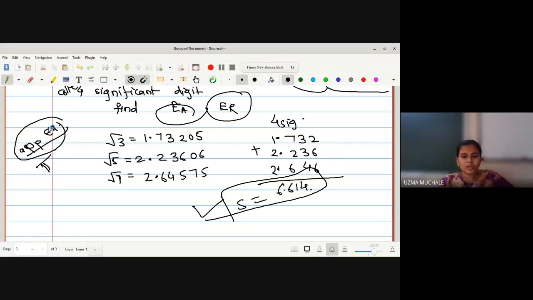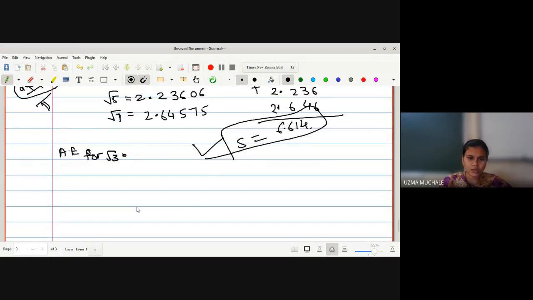Okay. So what you have to do, write down here absolute error for √3. Actually, I also don't know why to take like this. Absolute error of √3 is, here I will write it as 1 point. What is the value for √3? 1.732. 1.715.